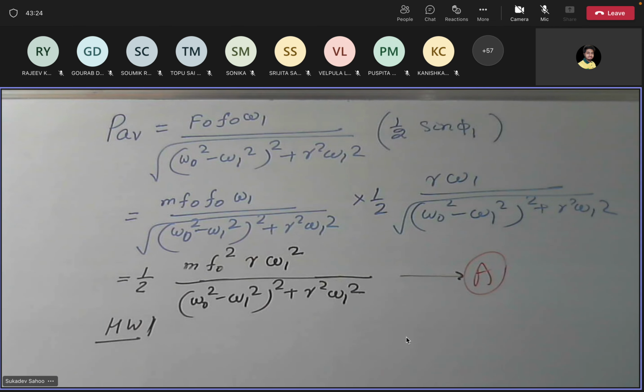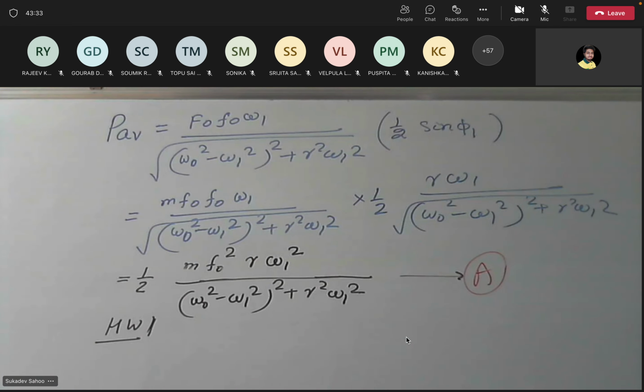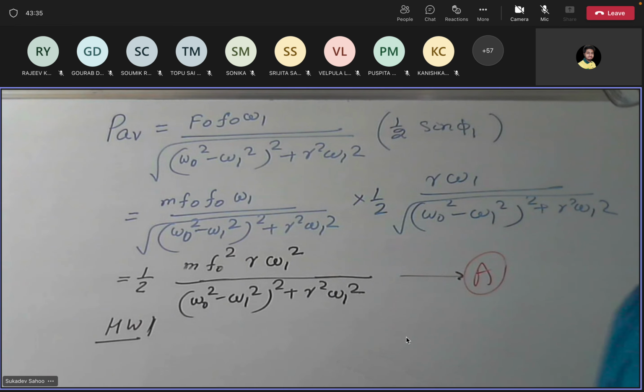So the homework is: calculate the power dissipation by the forced oscillator. How will you calculate? For this, you know the damping force. Then the rate of doing work against a damping force equals damping force into velocity. Substitute the expressions of the damping force and velocity, and taking the average, you will get this expression. Okay, all of you will try. It is also given in the book.